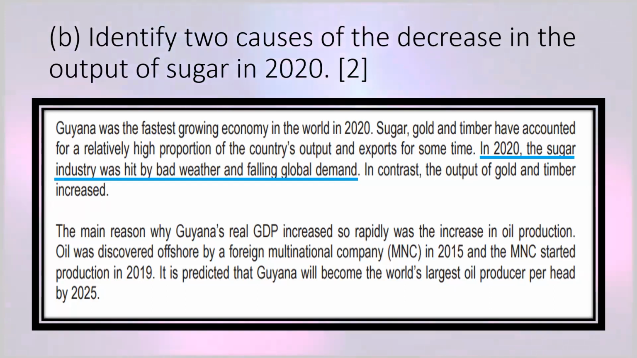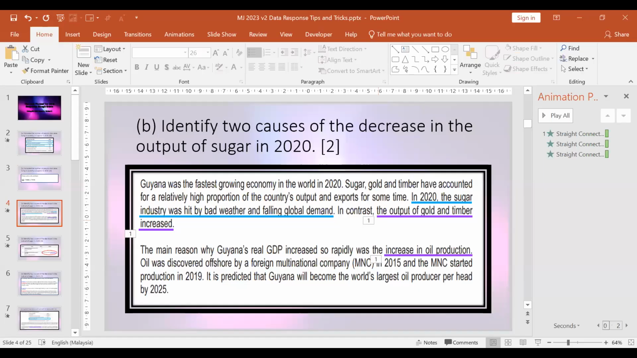Then the second question is: identify two causes of the decrease in the output of sugar. Now, look for statements in the passage that tell you something. They will have some words which are very similar, like decrease in sugar and all that. I'm actually looking at your paper now. If you go right from the top after the Guyana fact file, then you have this passage down here.